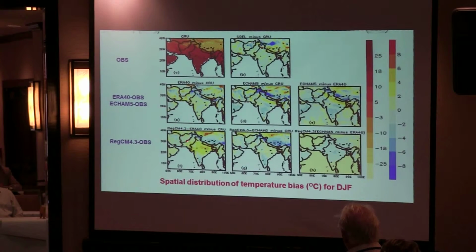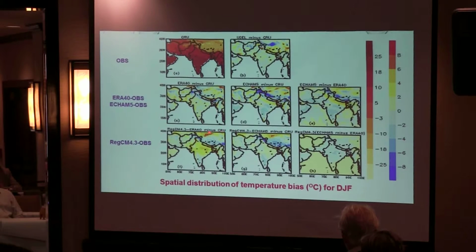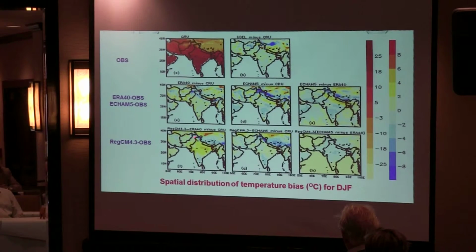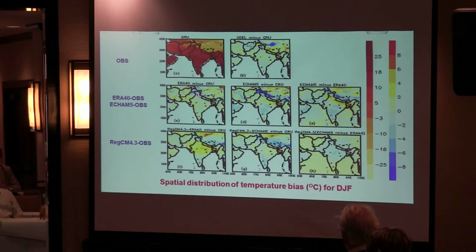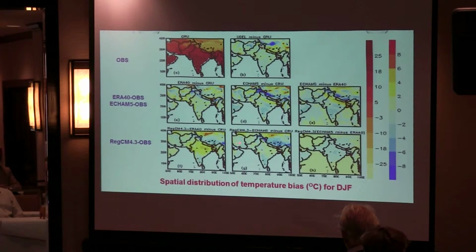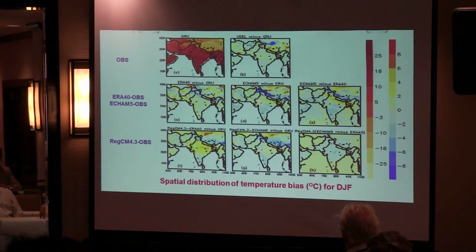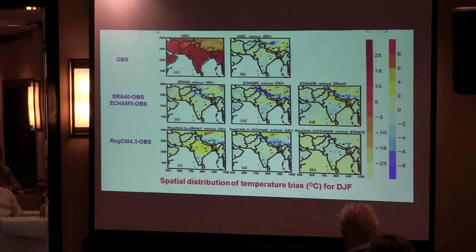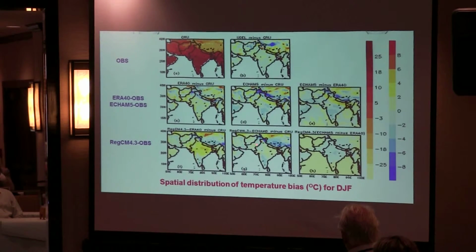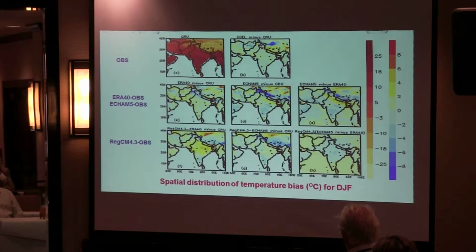If we compare these two figures, although ECHAM4 ERA40 minus CRU has some biases, the cold bias over the foothills of the Hindu Kush Himalaya region has been reduced effectively. Similarly, in this case, the spatial distribution of temperature bias also reduced after downscaling from ECHAM5. ECHAM5 minus CRU has a larger cold bias, and this bias is reduced here. Similarly, the warm bias is also reduced in this case.